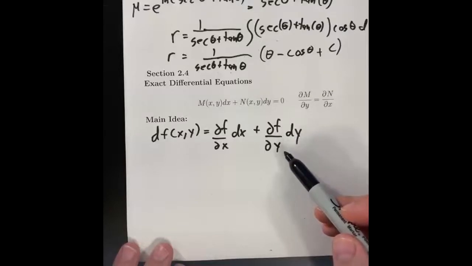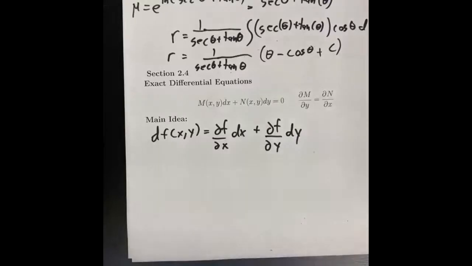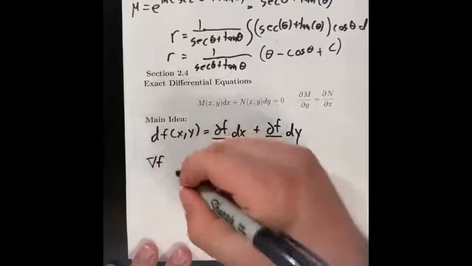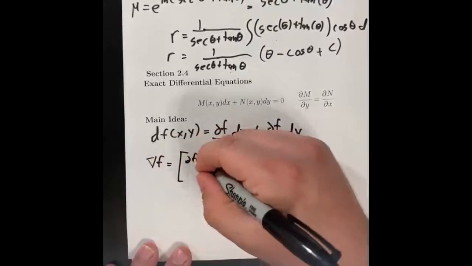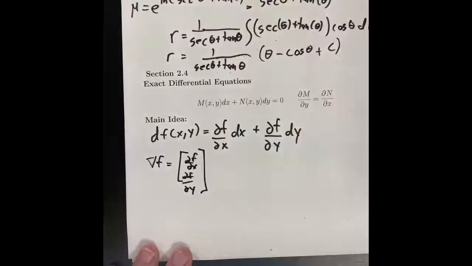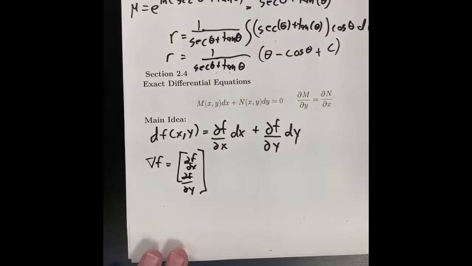So is this different from a gradient? Did I miss that? It's related to a gradient. A gradient would be a vector. The gradient of f would be partial f partial x, partial f partial y, in a vector. So this would be like some sort of norm of the gradient, I guess. It's like the magnitude of the gradient in some sense. It's related to the gradient in a way.